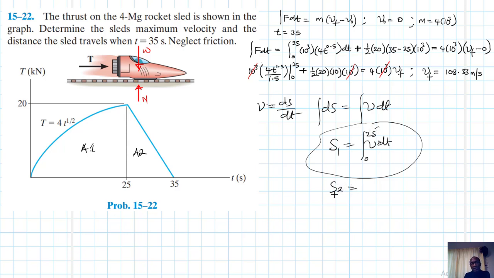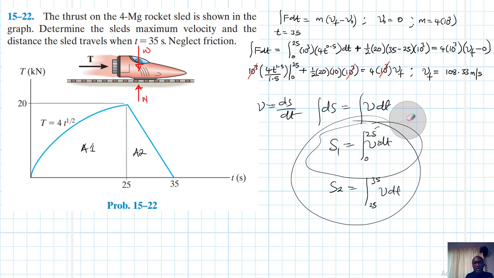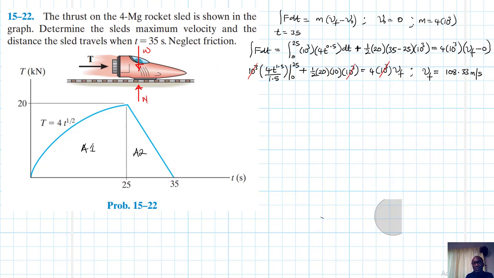The other one we'll have from 25 to 35, and we'll call it s2. Then we'll sum up the two. If you don't want this, you can also incorporate the initial boundary at 25 so that we sum them up together in advance, but it's really up to you. So let's work them out.